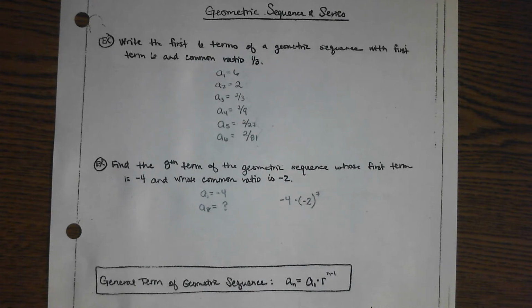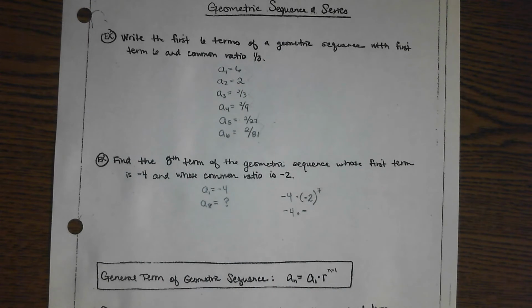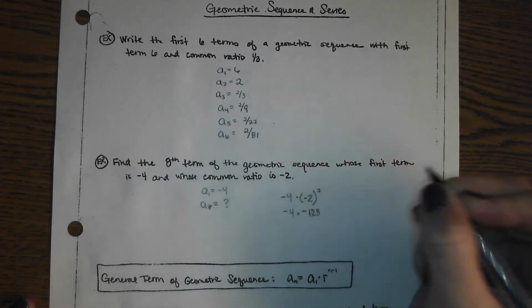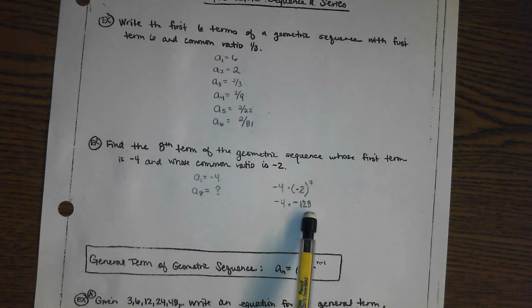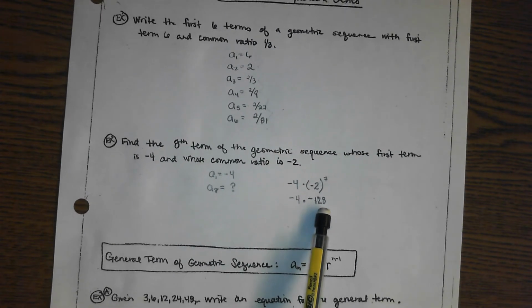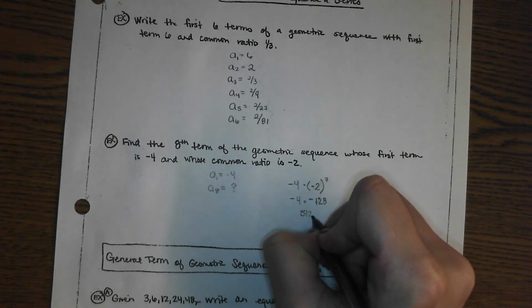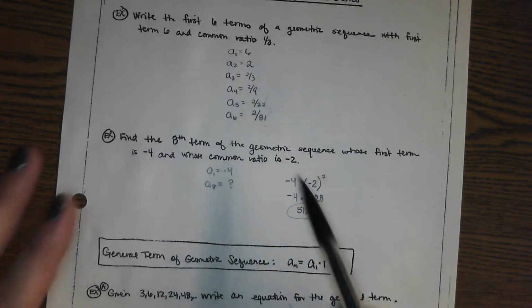Is that a negative number or a positive number, first of all? Negative. Okay, I got to use my fingers. 2 times 2 is 4, times 2 is 8, 16, 32, 64, 128. And then we're just doing 128 times 4, which you could really just multiply that by 2 more times. So 256, and then 512. Yes? If you need to do that out, you can. And there you go.